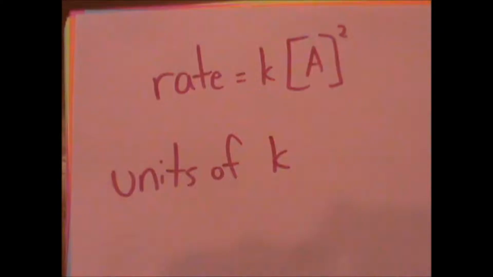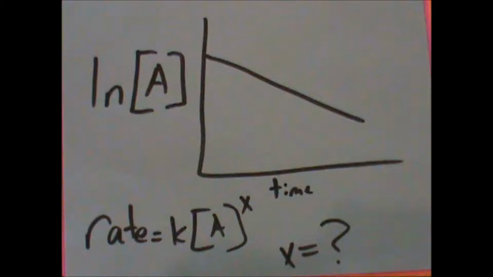So the units have to cancel to give you molarity per time for rate, so molarity per second, let's say. So then you have to cancel one of the molarities by doing a molarity to the -1, and then time to the -1 for the units of K to cancel out one of the two concentrations.